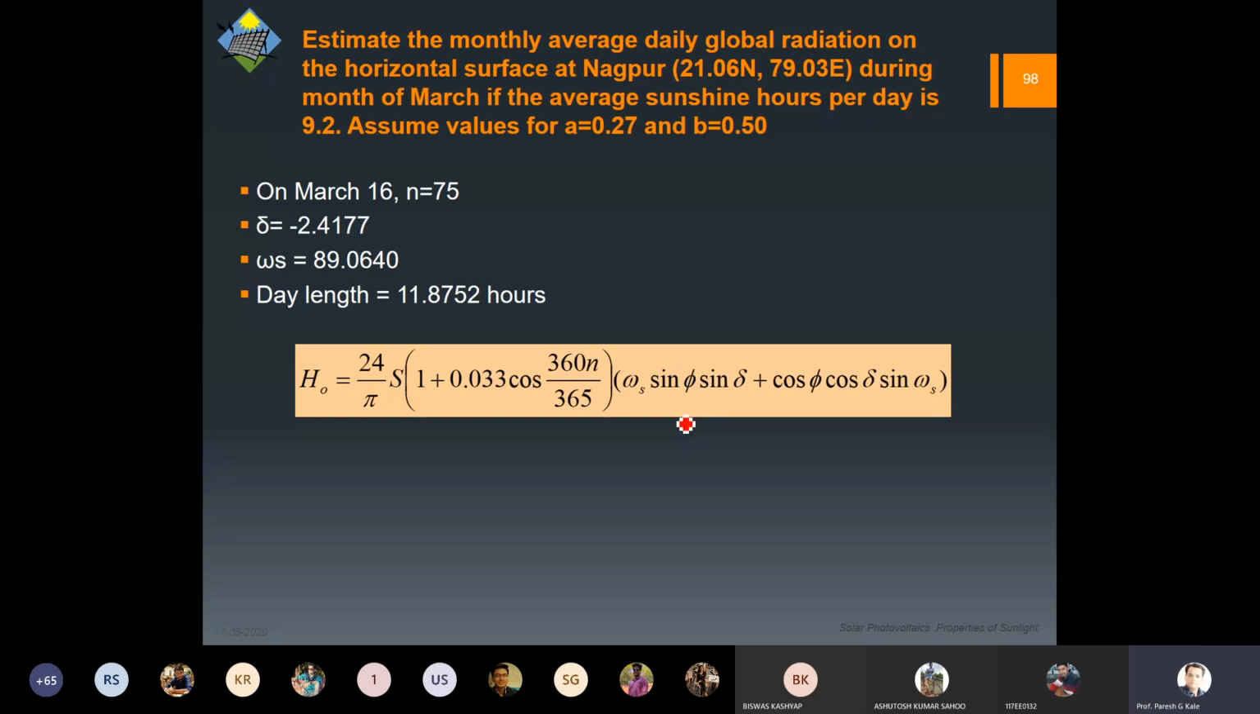So now the next thing is we can use this particular formula, right? This formula is also after the integration. So now what are the values that you are going to put? This S is the extraterrestrial, so we know that value, 1.367 or 1.37 you can take. Omega S, now this 89 you have to convert into radians. Phi is already known, 21.06 it is given. I don't know why I have written 21.15. Delta you have already calculated, and omega S is in degrees, it is around 89, right? So these all values are known to you. Can you find out the value of H0? So do it quickly.